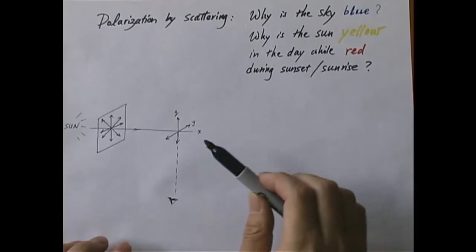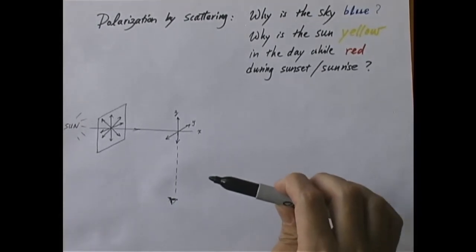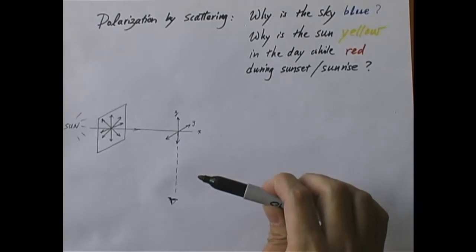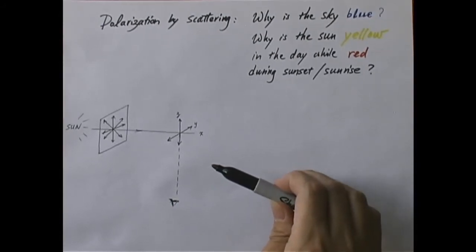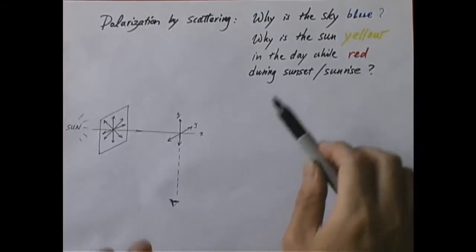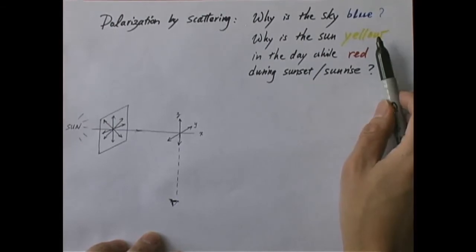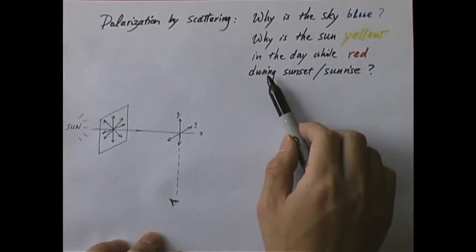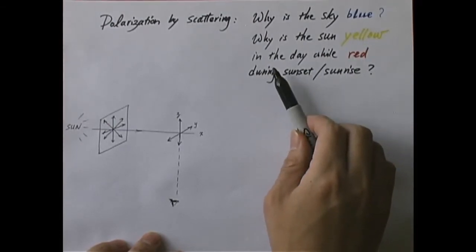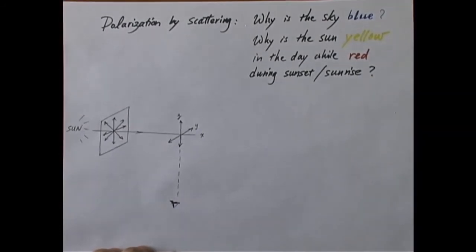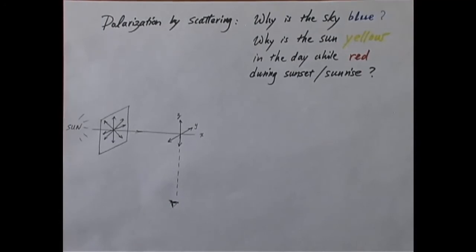All right, let's look at how light can be polarized by scattering. This, in fact, has to do with a lot of the things that we see on a daily basis. That is, why is the sky blue? Why is the sun yellow in the middle of the day, and yet during the sunrise and sunset, the same sun appears to be red? Why is that? All these things really have to do with the same issue of polarization by scattering.